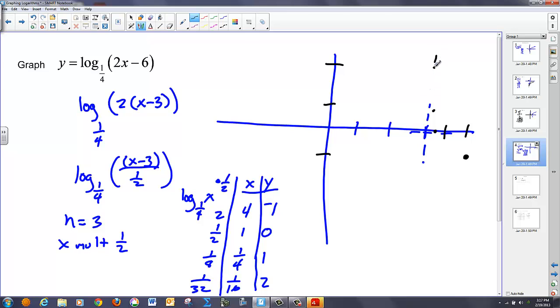So my graph will look approximately like this. And once again, that vertical asymptote will be at x equals 3.